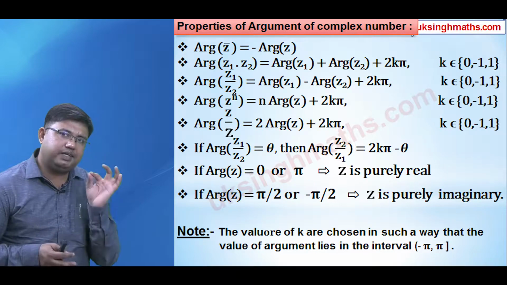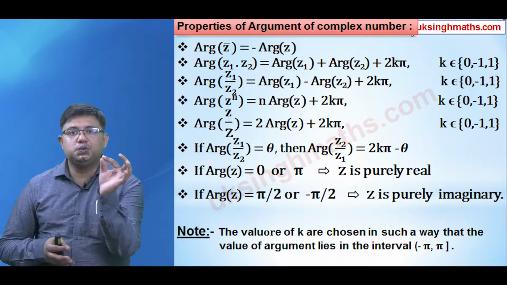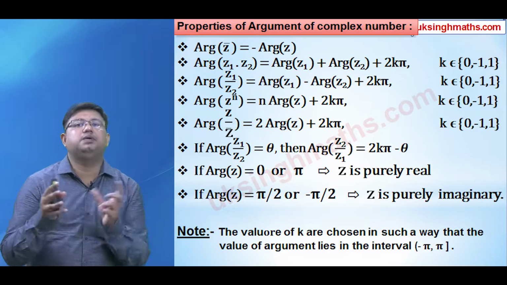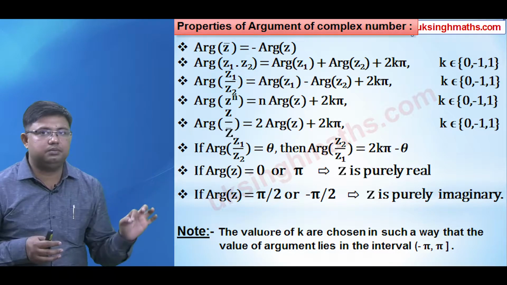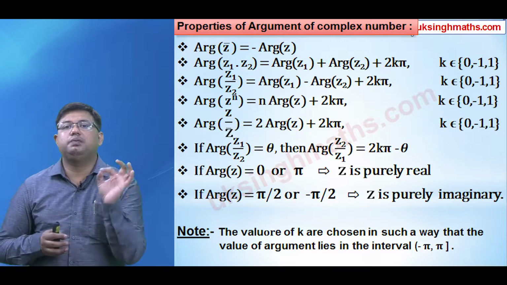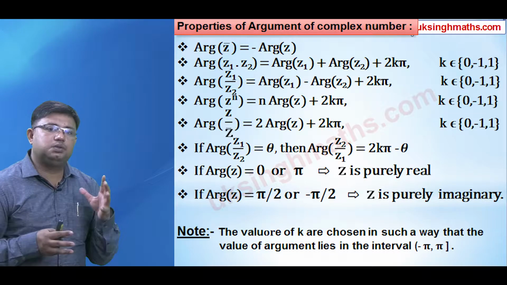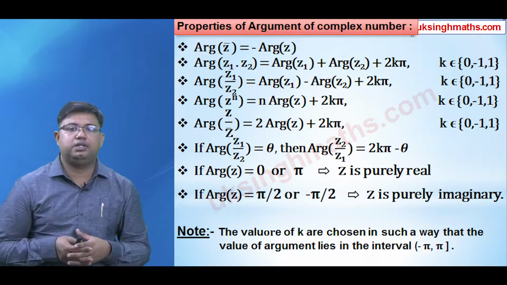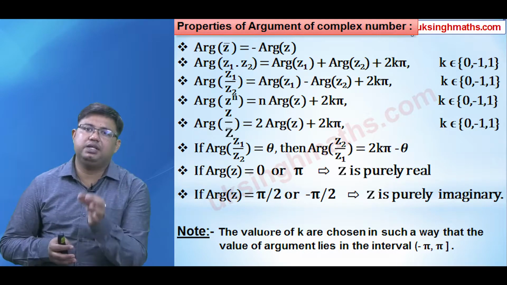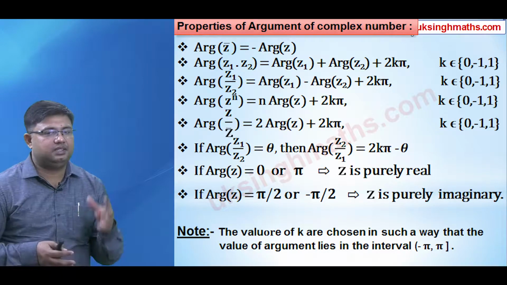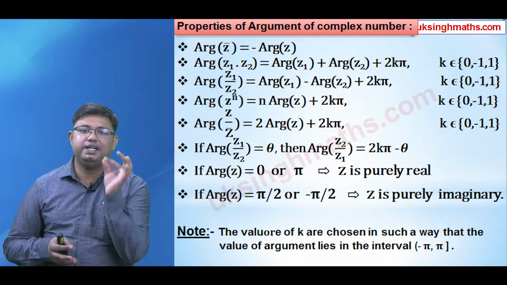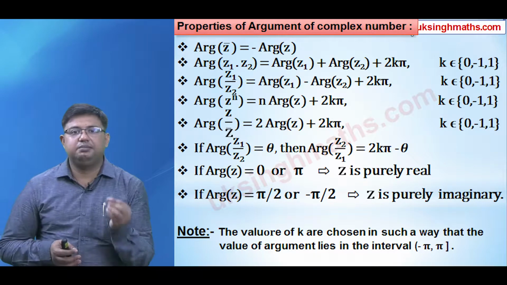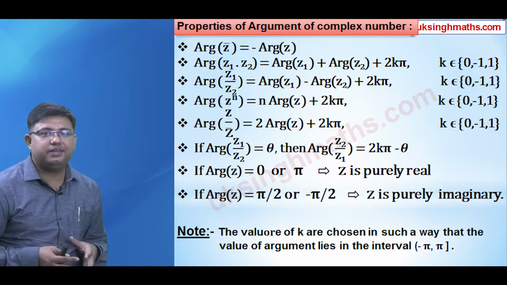Here you must take care of one thing, that this 2k pi is added only to maintain the principal value of the argument, where k is allowed to take value 0, 1 and minus 1, so that the outcome comes out to be a principal argument. And if the value is already coming in the range of the principal argument, then there is no meaning of adding this 2k pi, meaning indirectly putting the value of k equal to 0 and vanishing this term.